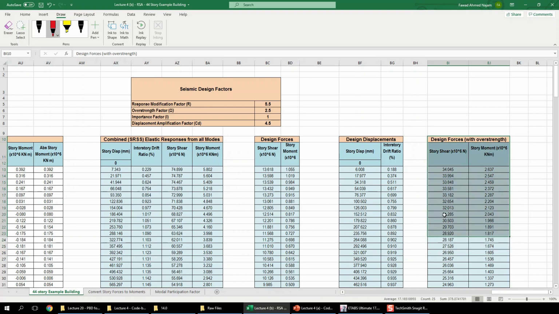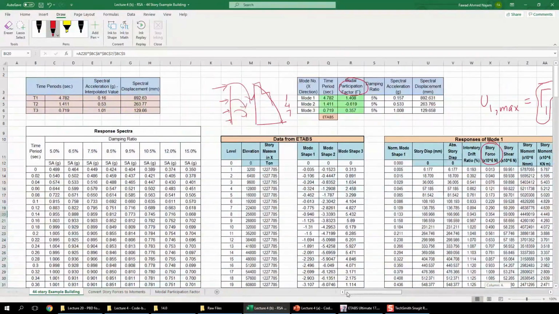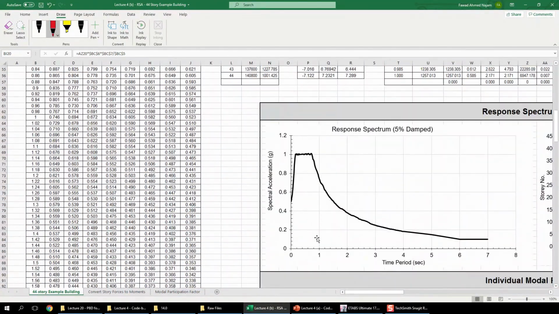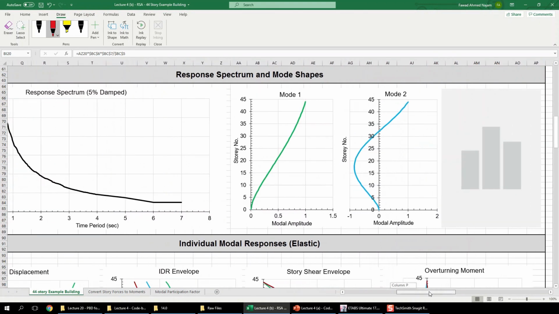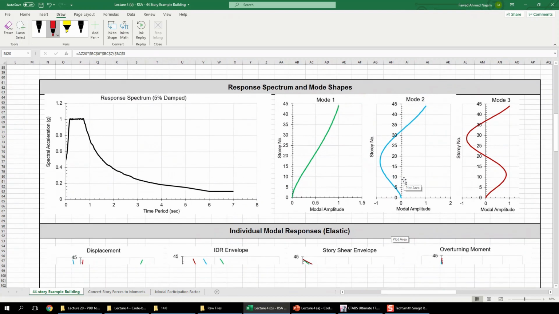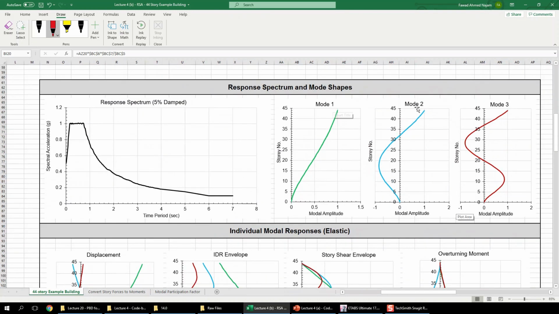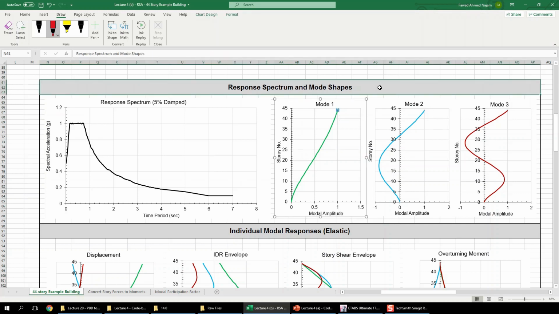So let's see the results here in graphical form. Here I have plotted the response spectrum, you can see already, and here I have plotted the mode shapes. So these are mode shape 1, mode shape number 2 and mode shape number 3. And I have not plotted here the absolute values, I have plotted the values with their algebraic sign also. So some of these stories have negative ordinate, some have positive ordinate, but the roof value is always 1 for all 3 modes.